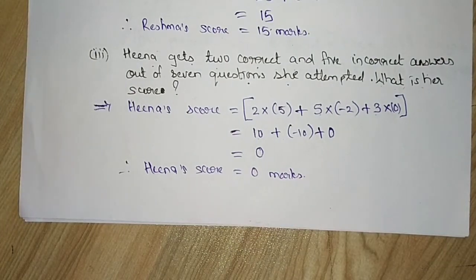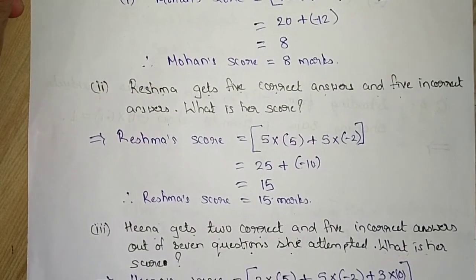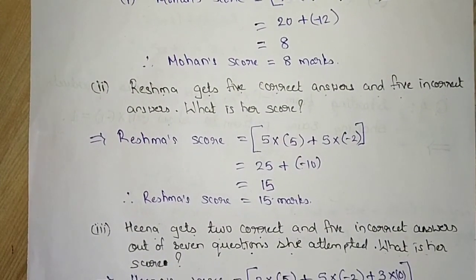This was all they asked in this question. But if they ask who scored more, what will be your answer, students? See, 0, 15 marks and 8 marks. Who scored more? If they ask you who scored more, you will write Resma scored more. Understood, students? Hope you have understood this question. If not, go through it 2 or 3 times so that you can understand it properly.